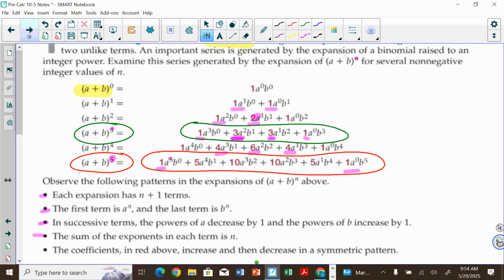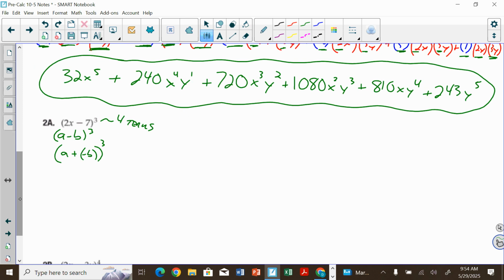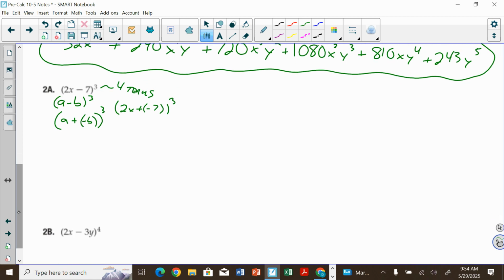Okay, but we're just saying that our a value is 2x and our b value is negative 7. So we're really saying it's 2x plus a negative 7 as our terms to the third power. So let's write it. We know it's only going to be 4 terms. So the first one is going to be the first term, 2x cubed, because it's the first one we start with. And then we can put the second term times negative 7, which we can put parentheses around here.